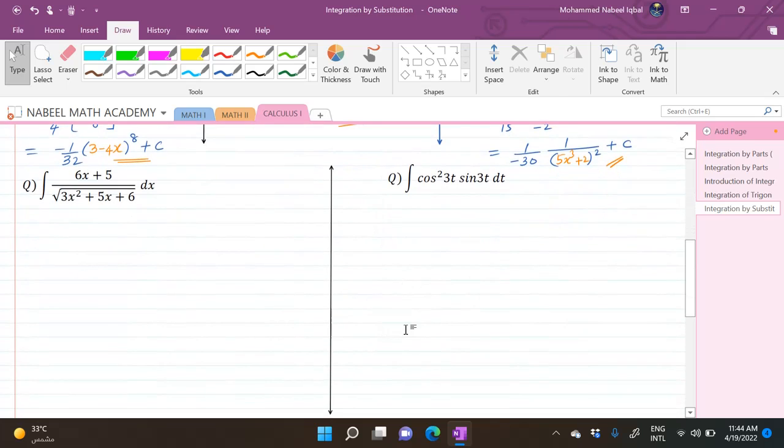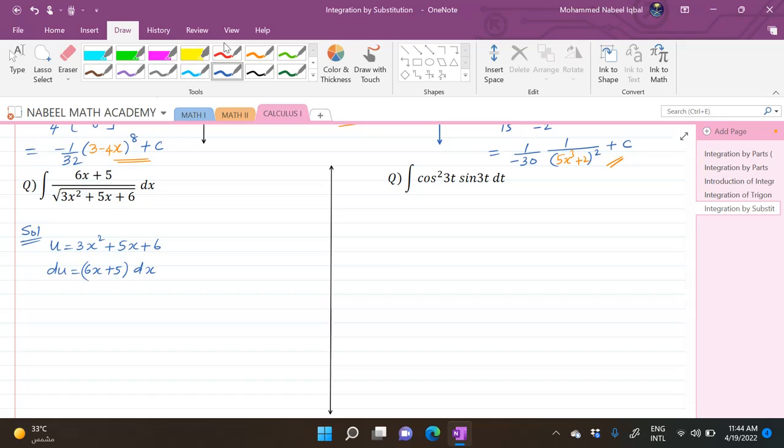So now here, by seeing the problem itself, you can guess what is the u you have to take. Here the u is inside the root under the denominator. So I will take u equal to this one so that the derivative will be inside the integral. Therefore u is equal to 3x square plus 5x plus 6. Then du is equal to 6x plus 5 into dx.